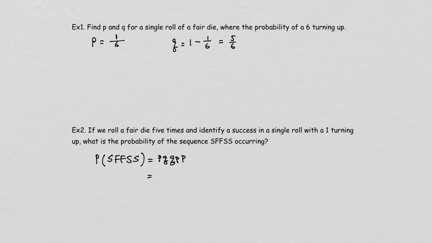How many successes do we have? We have 3 successes and 2 failures. This means, remember, the success was 1 out of 6. Failure is 5 out of 6. And that gives you 0.003. So this is the probability of getting success, failure, failure, success, and success when you're rolling a die 5 times.